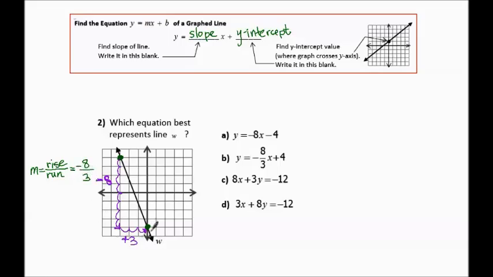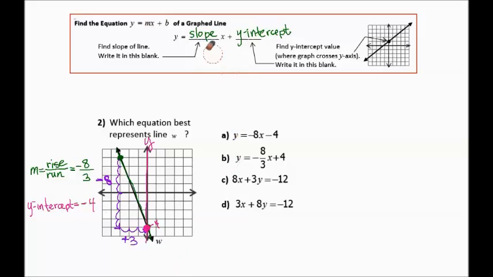Now we're going to identify our y-intercept. The y-intercept is the point where this line intercepts your y-axis, this line. And where they cross is right here. That is the value negative 4. So your y-intercept here is equal to negative 4.